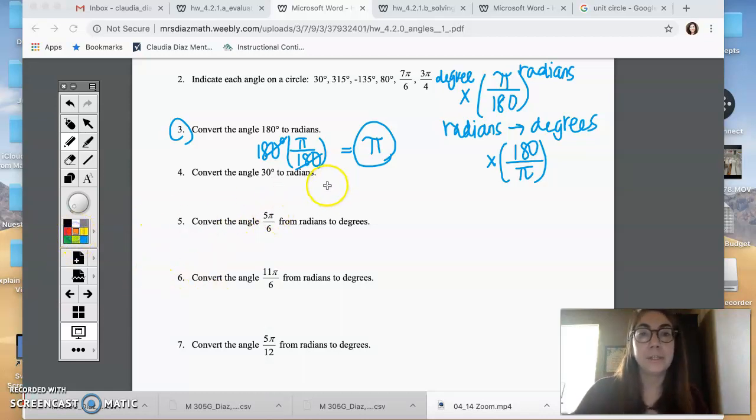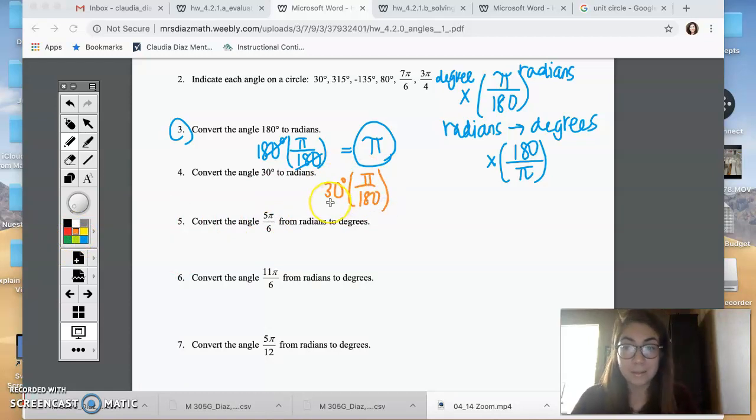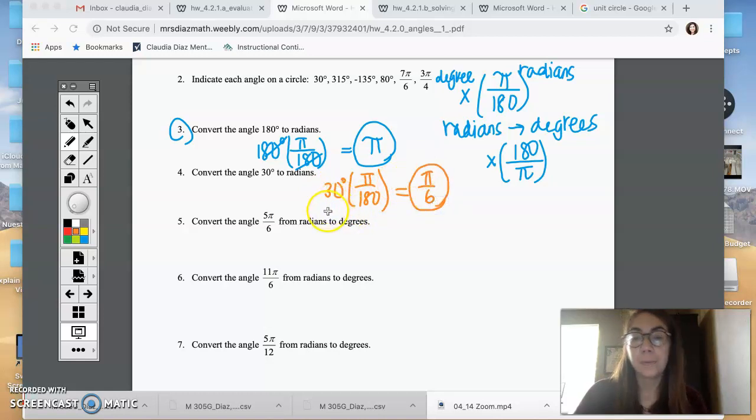The next one is 30 degrees. So 30 degrees times pi over 180. Again, 30 degrees is on the unit circle, so we know that at 30 degrees, it should be pi over 6. And it's true because 3 goes into 18 6 times, so pi over 6. And we're going from degrees to radians. Let's go radians to degrees.